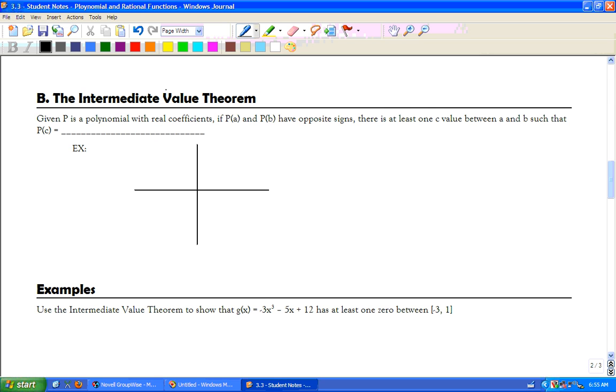Welcome back, pre-calculus students. We're going to take a look at now something called the intermediate value theorem. This is frequently abbreviated IVT.